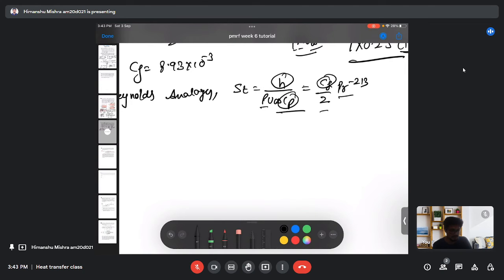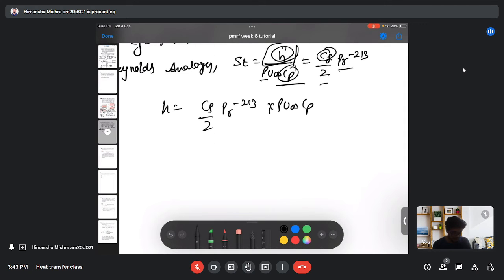So now we can find the heat transfer coefficient here. We just need to substitute the values. We already found the drag force coefficient. So on substituting the values, we will get the heat transfer coefficient, and once we get the heat transfer coefficient, it is always easy to get the total heat rate.